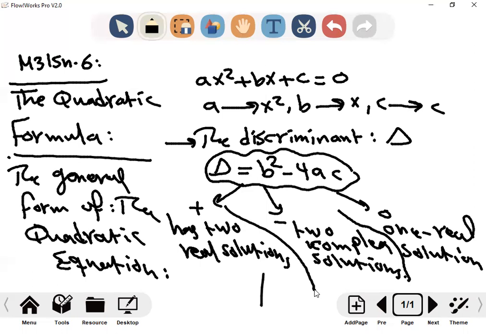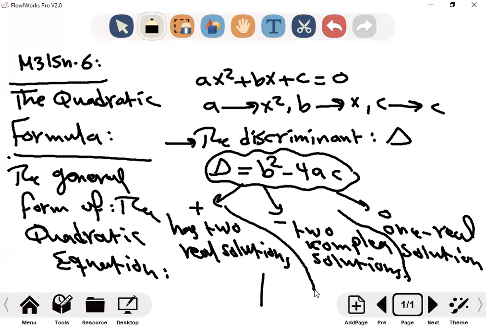If the question asks you to find the real solutions of the following equation, and after you find delta using the quadratic formula you get it negative, no need to solve it. You just say no real solution, because the delta is negative and it has two complex solutions. But if the question says solve the following equation using the quadratic formula, it means the question wants the solutions, whatever their type, complex, real, whatever. Got it?